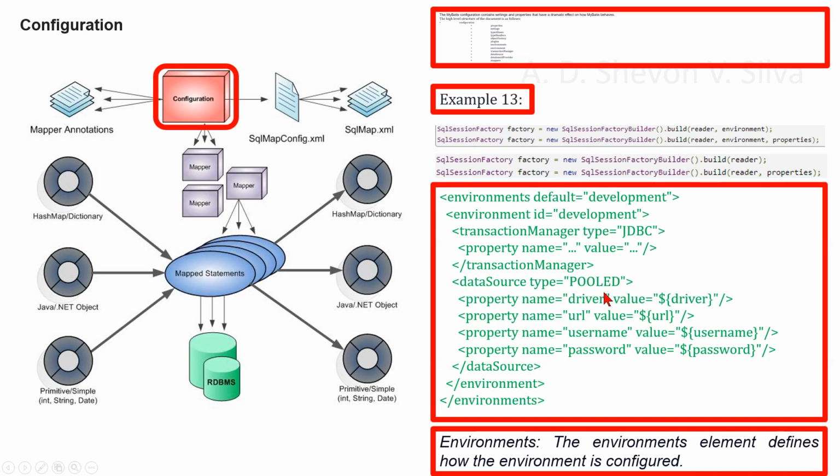POOLED: this implementation of a data source pools JDBC connection objects to avoid the initial connection and authentication time required to create a new connection instance. This is a popular approach for concurrent web applications to achieve the fastest response. JNDI: this implementation of a data source is intended for use with containers such as EJB or application servers that may configure the data source centrally or externally and place a reference to it in a JNDI context.